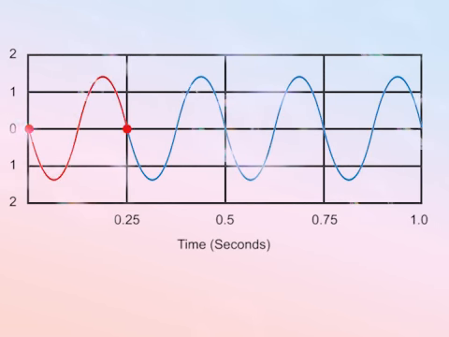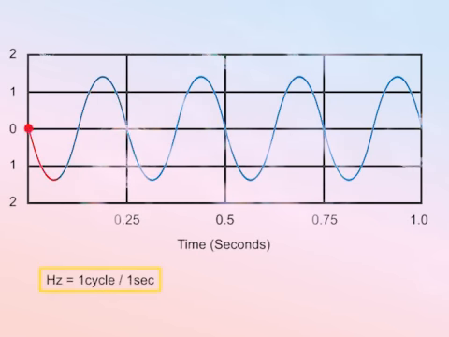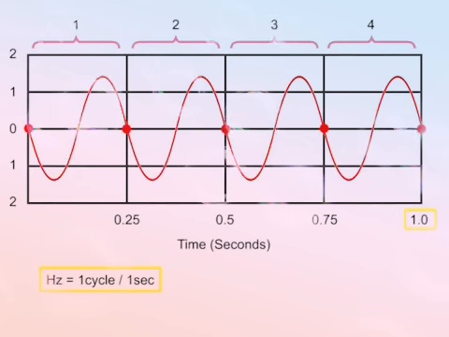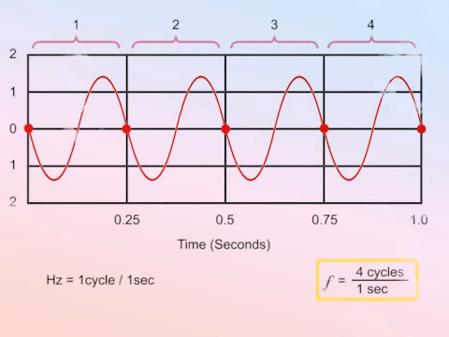The unit of measurement of wave frequency is called hertz. A hertz is equal to the number of wave cycles occurring in 1 second. For this wave, there are 4 cycles in 1 second. Given that frequency is 1/t, or period, then the frequency is 4 cycles in 1 second, or 4 hertz.